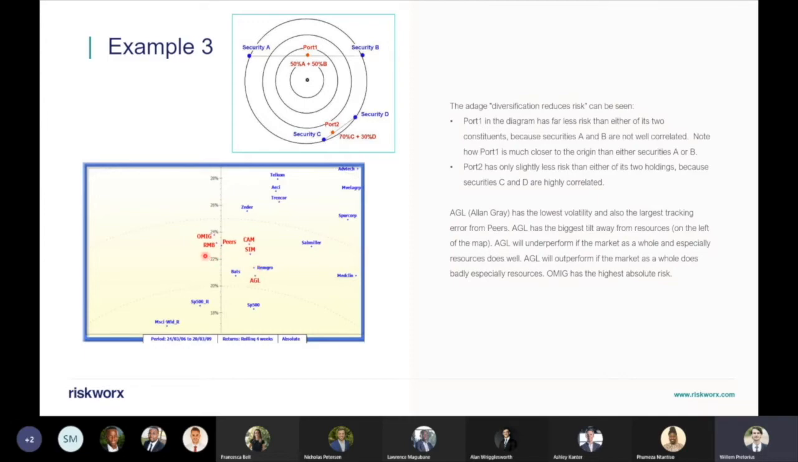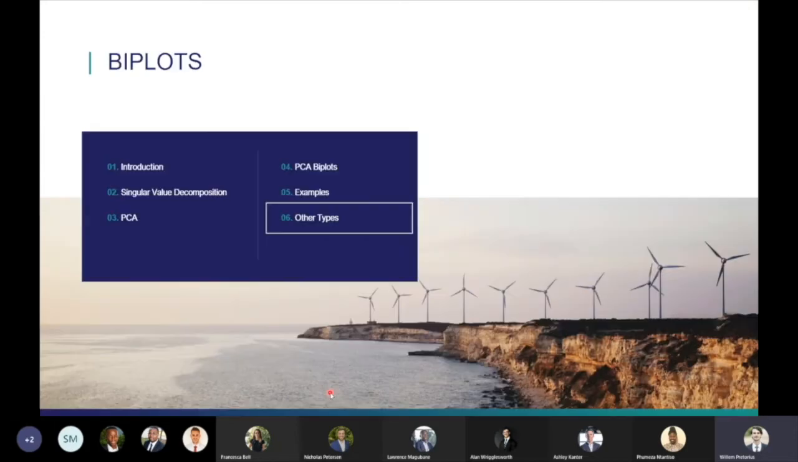the largest tracking error from peers. And AGL has the biggest tilt away from resources on the left of the map. AGL will therefore underperform if the market as a whole underperforms, and especially if resources does well. So AGL will outperform if the market as a whole does badly, especially if resources does badly. And OMEG has the highest absolute risk. So it would also be interesting to see how Gred's Bitcoin portfolio would be plotted in this space.